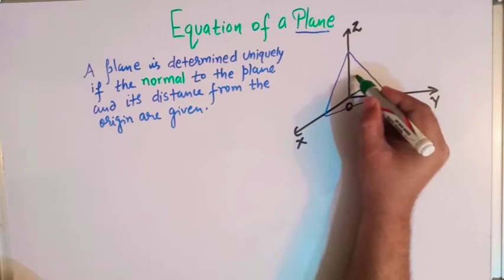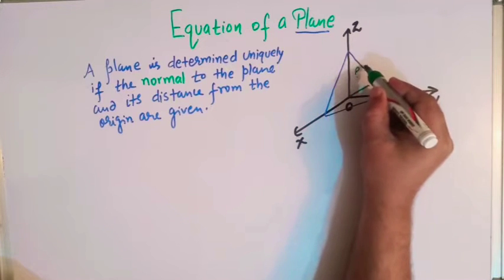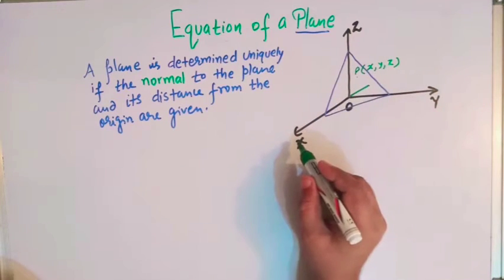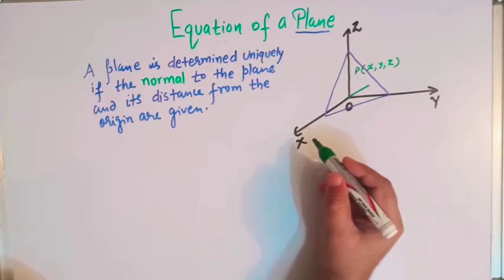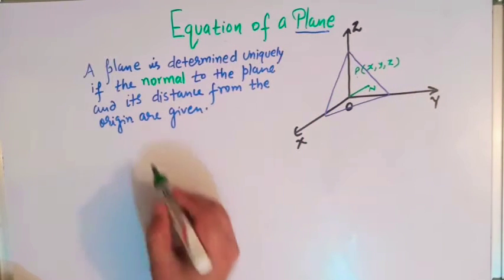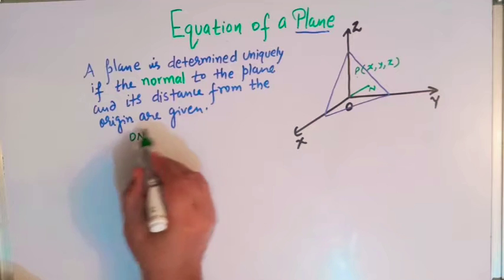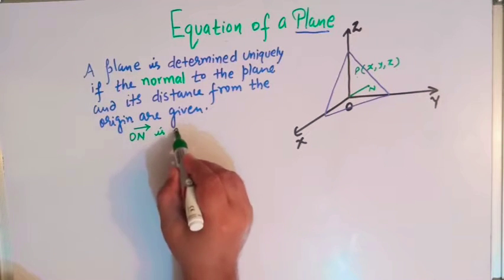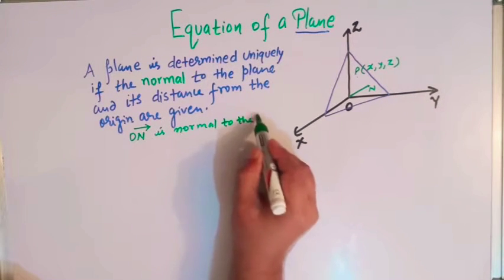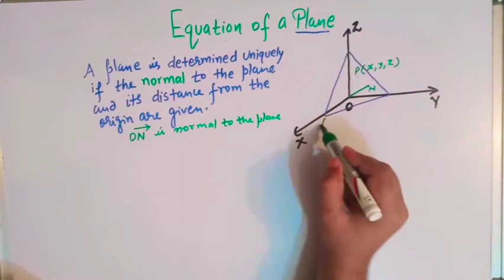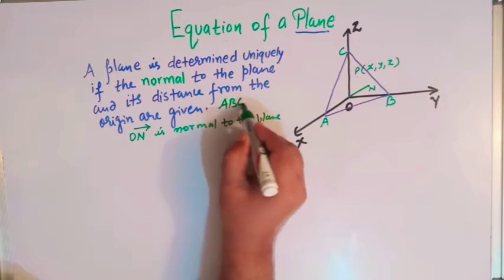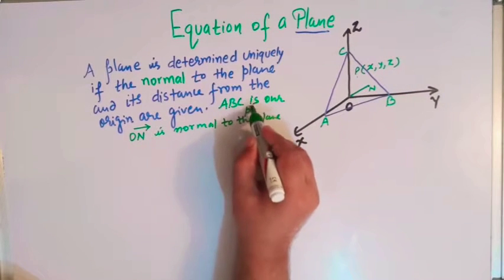Now let us take any point P on the plane, and say the coordinates of this point P are x, y, z, and ON is the normal to the plane, right? So ON vector is normal to the plane, or perpendicular to the plane. And let us say this point is A, this is B, and this is C, and ABC is our plane, right? This is our plane.